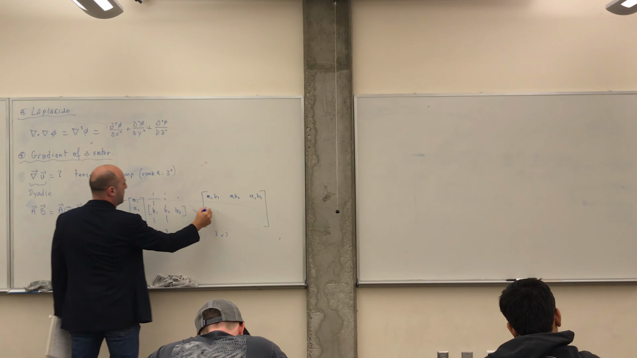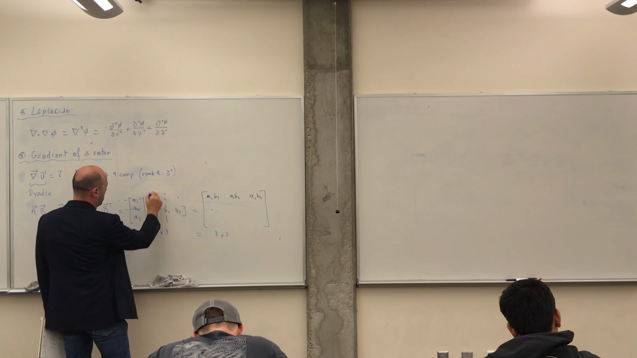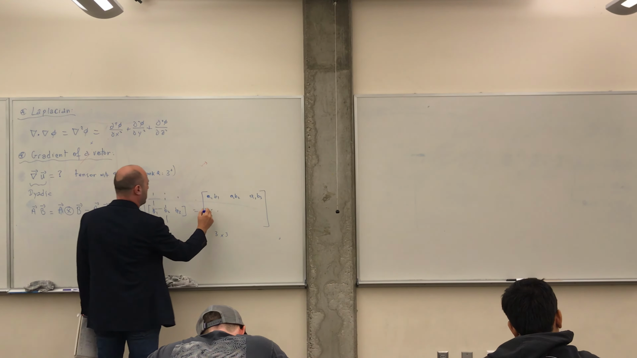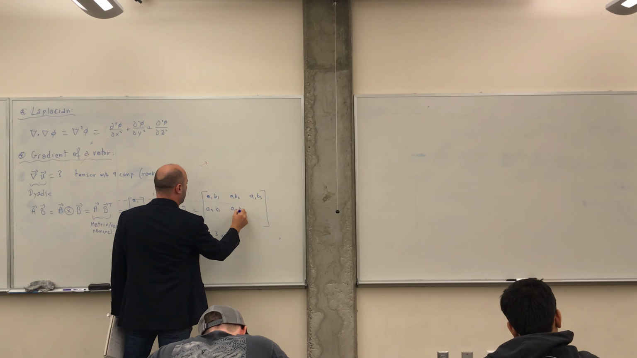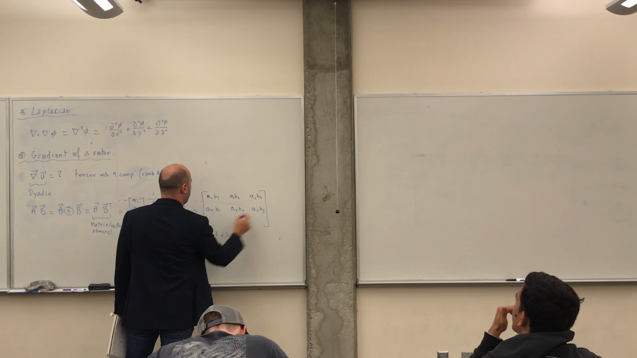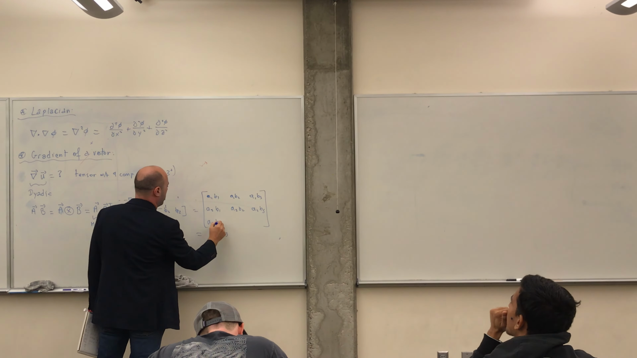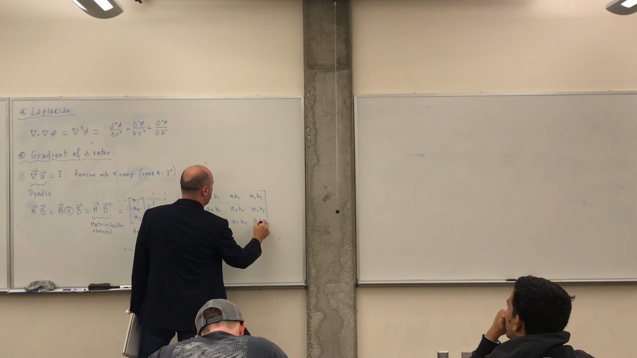Now, this entry is second row, first column. So second row of the first vector, first column of the second vector transposed. That's A2, B1. And you get A2, B2, and A2, B3. And then third row, first column, A3, B1, A3, B2, A3, B3.